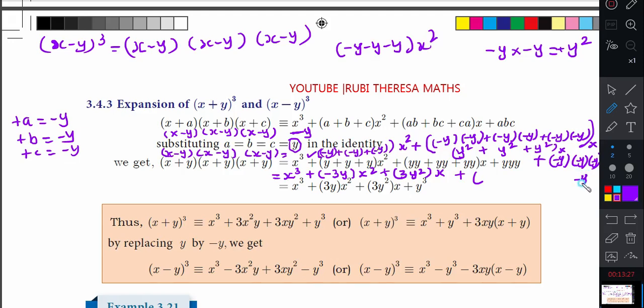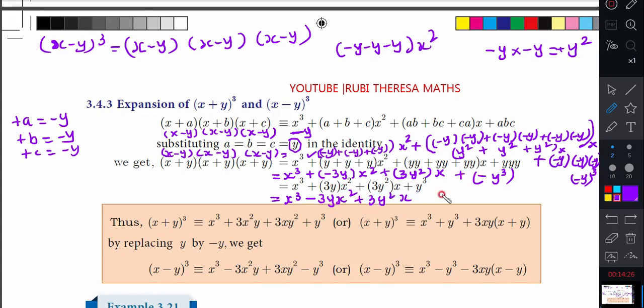Plus here, minus, minus, minus, that means minus y the whole cube. Minus y the whole cube, how many times is it repeated? Three times, the expansion is three times. Minus, what is the power? Odd. So it is minus y cube. Otherwise, minus into minus is plus, plus into minus is minus. So minus y cube. Here again you have to write x cube, plus into minus is minus. Actually this is nothing but addition, so you can write it as it is. You can change the place: minus 3y x squared plus 3y squared x.